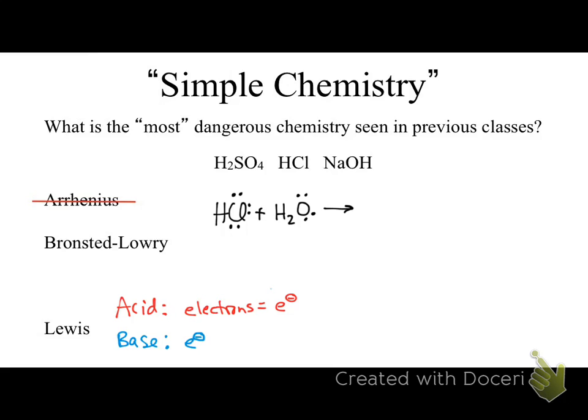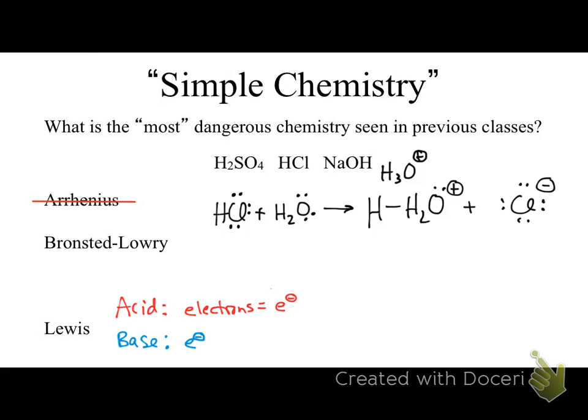What's our product? This might be pulling back from your memory from Gen Chem classes. You should remember what your products are. Kind of, sort of, maybe not at all. We end up with H3O plus, and Cl minus.